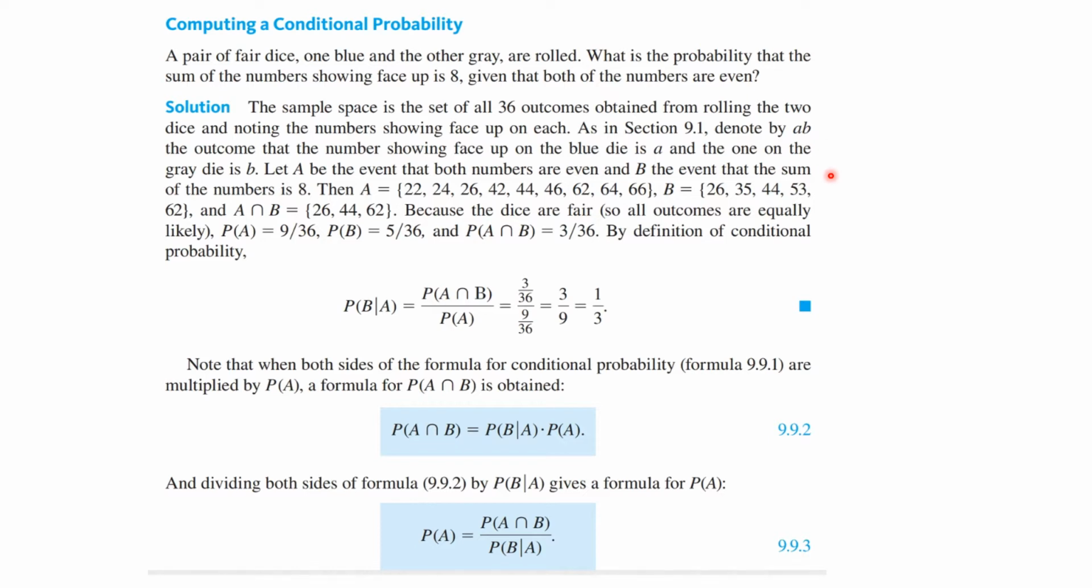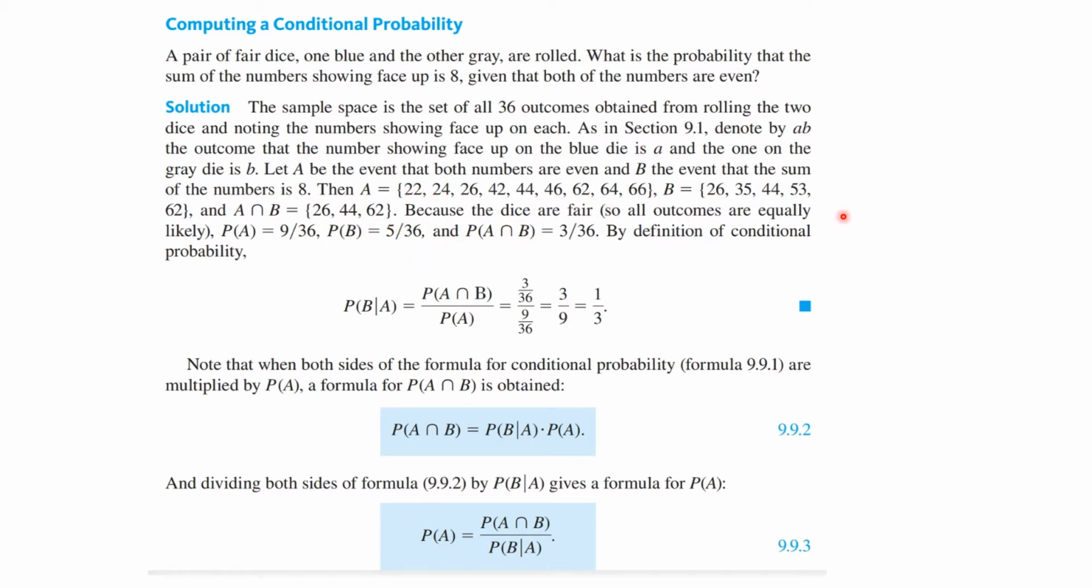So we let A be the event that both numbers are even, and B be the event that the sum of the numbers is 8. Then A is equal to the set of these outcomes, and B is the set of these outcomes. And A intersect B then is these outcomes. That's just set theory from those two.